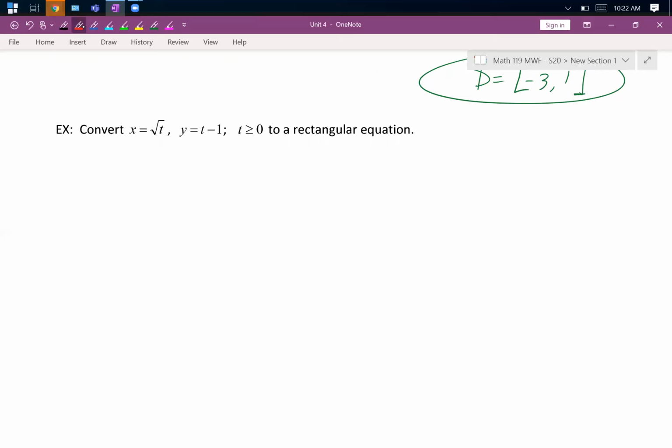Okay, so we're going to solve one of the equations for t. We'll try to do the x one. It's not so bad. We can just square both sides. And we get t equals x squared. So now we're going to take this x squared and plug it into our other equation for t. That's going to give us the rectangular equation, y equals x squared minus 1.